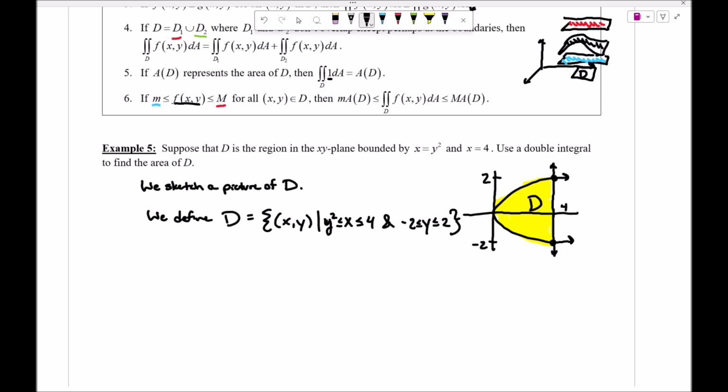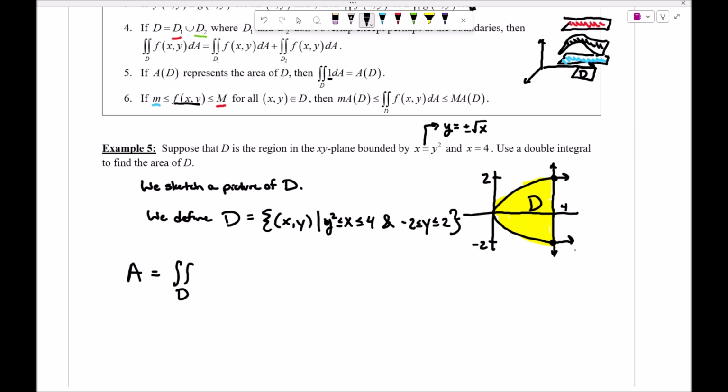And again, it's totally legit if you wanted to define it with a top function and a bottom function. If you wanted to do that, you would have to solve this equation to be y equals, and you would get plus or minus the square root of x. Notice that the top half of the parabola would be the positive square root, and the bottom half would be the negative square root. And those would be what you would need to bound y. I'm just going to go ahead, though, and set up my area here using the definition of D that I've already gathered.